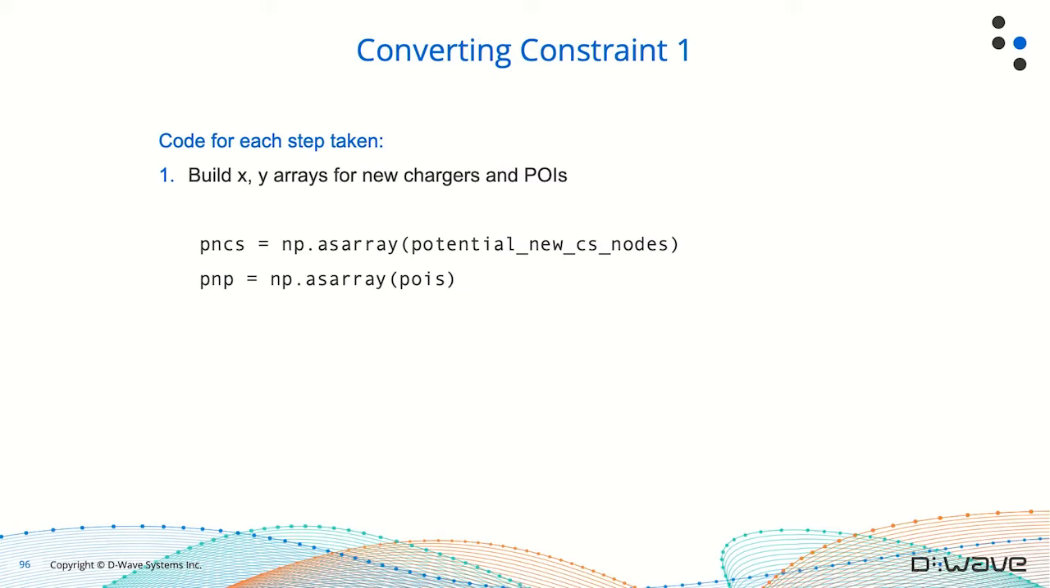All right, so let's go through how you do this using NumPy for each of these steps. So the first step, we built those XY arrays for new chargers and points of interest. Basically, I'm just going to create a NumPy array. These original inputs, this potential new charging station nodes and points of interest, these were 2D lists where each item in the list was basically a tuple of an X coordinate and a Y coordinate. So I can just read those right in through NumPy and get them back as a NumPy array, or this matrix that we're looking for.